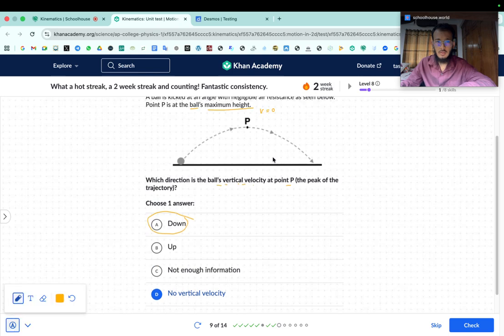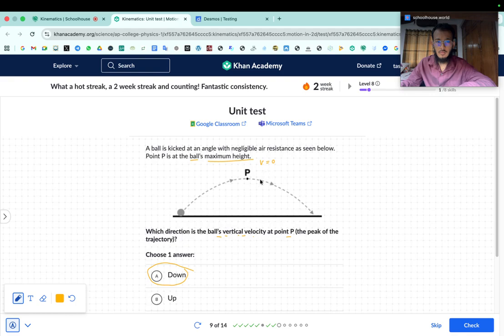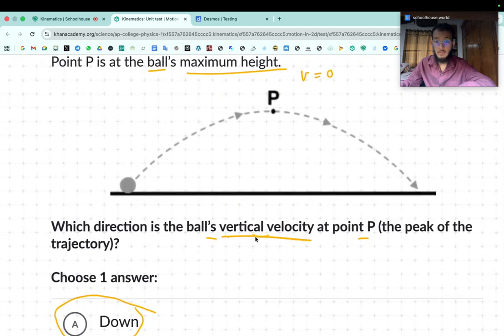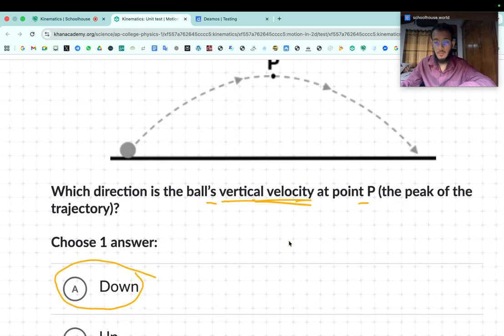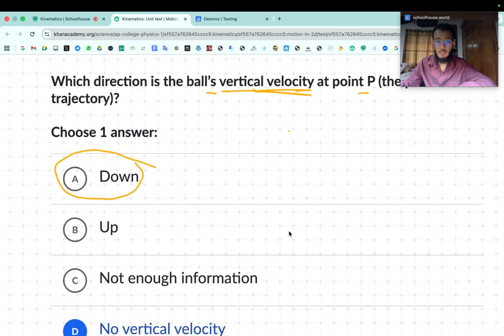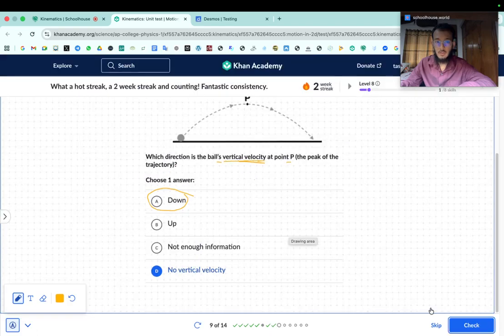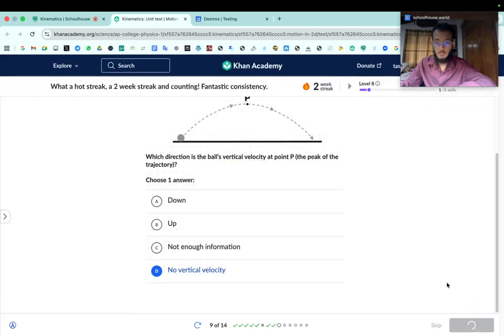Which direction is it? Okay, so yeah, vertical velocity, not vertical force. At point P, no vertical velocity, v equals 0. There we go.